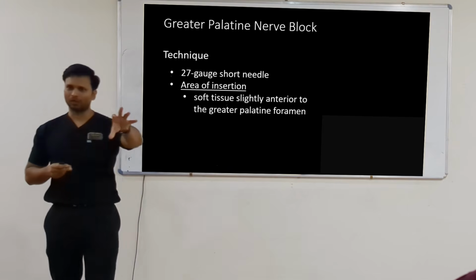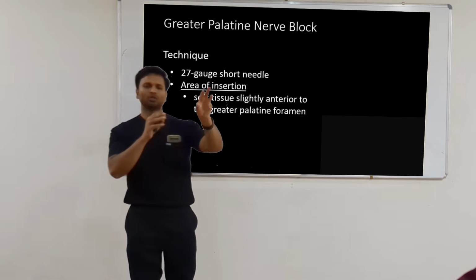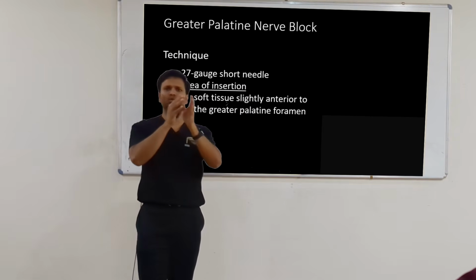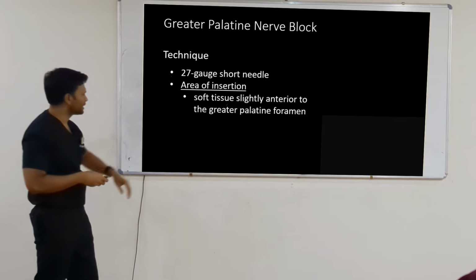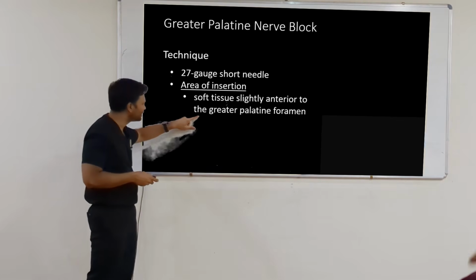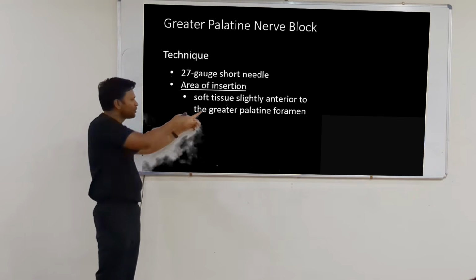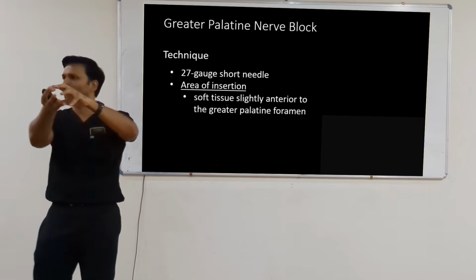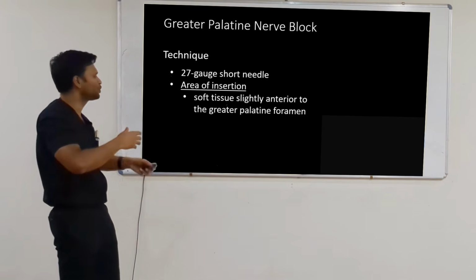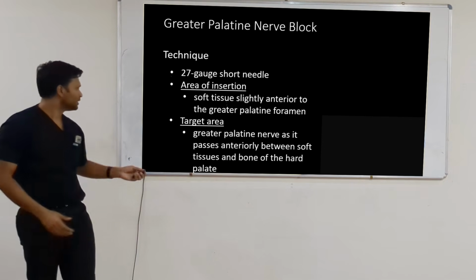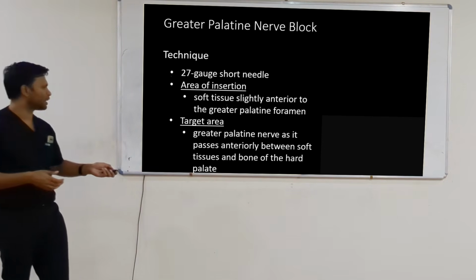You have located the foramen. I'll show you the video of how to locate it. But suppose you have located the foramen. You're going to insert the needle around 2 to 3 mm anterior to the foramen. For example, this is the foramen, and you're going to insert the needle here. When you proceed, the final position of the needle tip is going to be over the foramen. So in the soft tissue, the insertion is going to be 2 to 3 mm anterior to the foramen.